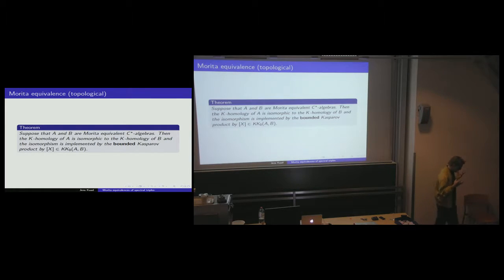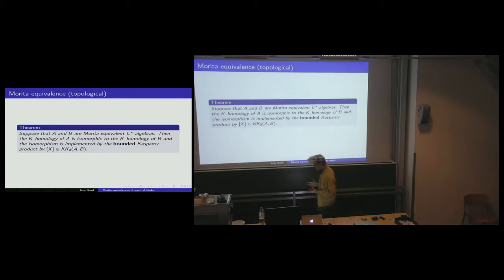So any class in K-homology is represented by a Fredholm module. And I think it's fair to think of a Fredholm module as being a topological version of a spectral triple. And moreover, you can think of this bounded Kasparov product as being a topological version of the unbounded Kasparov product that we saw a few slides ago.